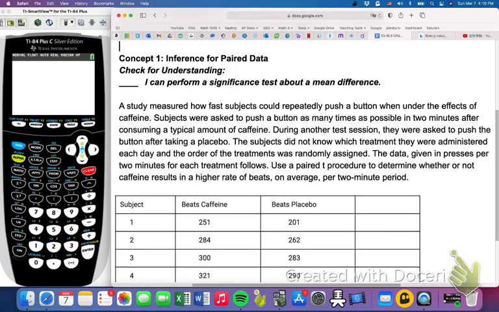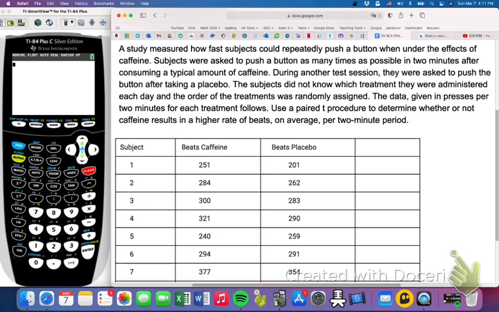Okay, so let's dive in, right? A study measured how fast subjects could repeatedly push a button when under the effects of caffeine. Subjects were asked to push a button as many times as possible in 2 minutes after consuming a typical amount of caffeine. During another test session, they were asked to push the button after taking a placebo.